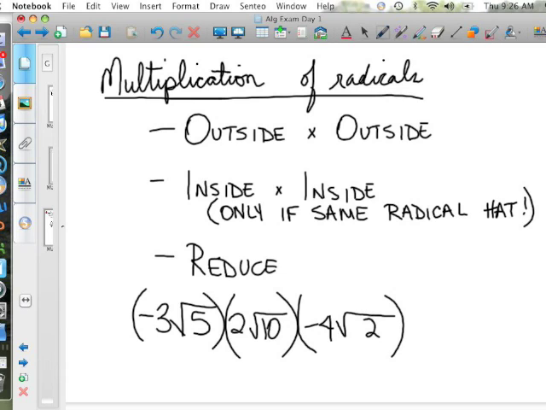So we have negative 3 square roots of 5 times 2 square roots of 10 times negative 4 square roots of 2. Notice I said only if it's the same radical hat, not the same radical. So the number underneath the radical doesn't matter. The root is what matters. These are all square roots. See if you can find that answer on your own.